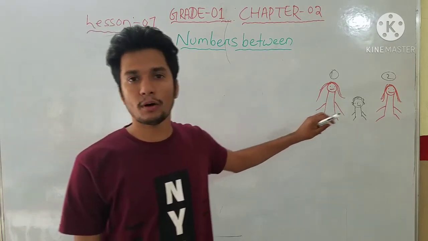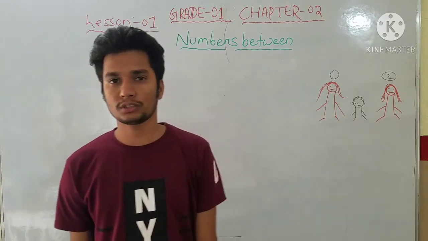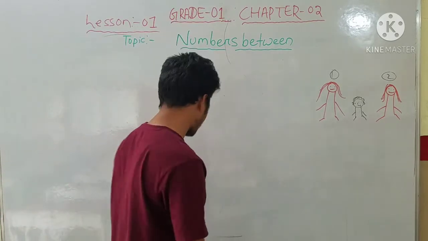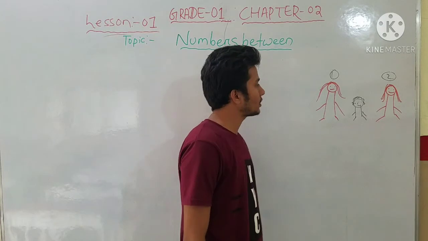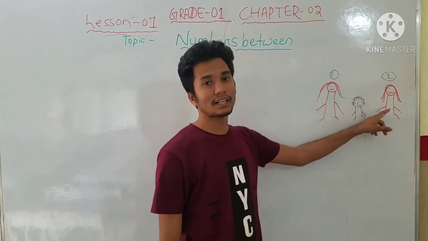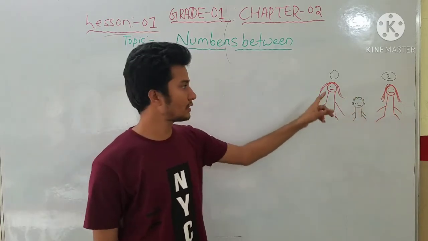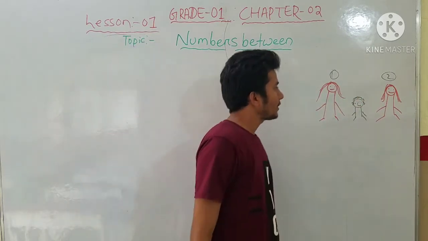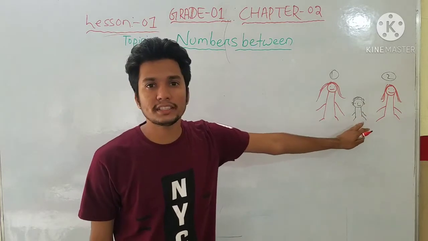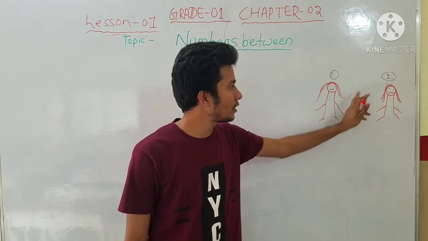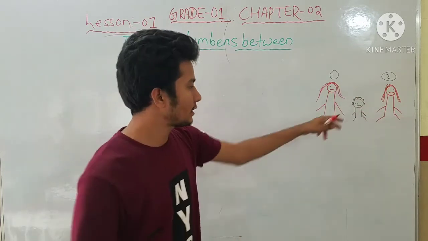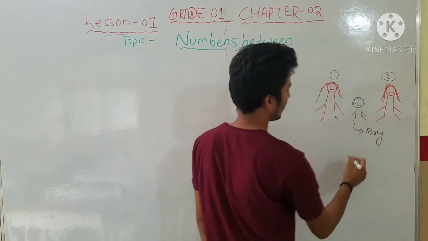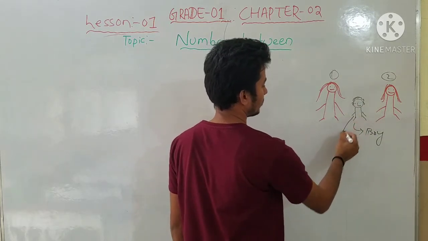Before starting numbers between, students, I would like to give another example about between the numbers, or between the things. See students, here two girls are standing. This is the first girl, and this is the second girl. Now someone is standing in the middle of the two girls. That is a boy.